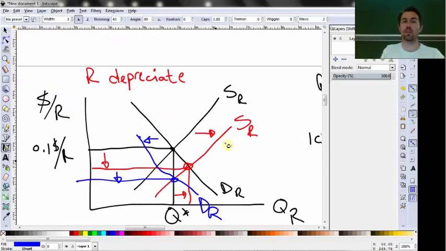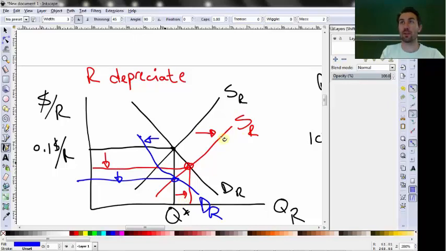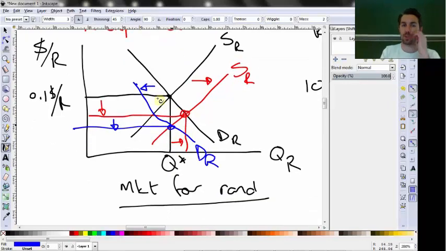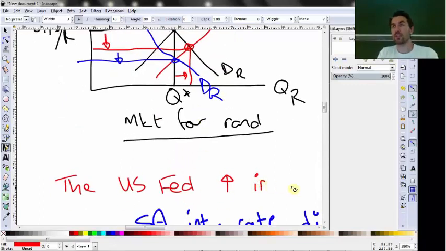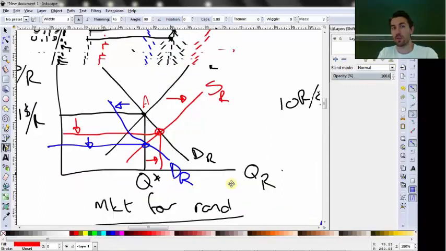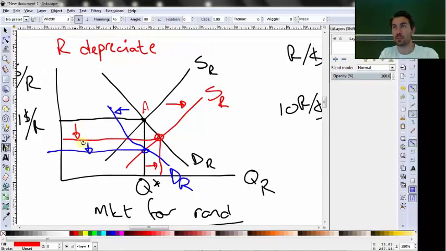So let's look at the black and the red. Okay? So don't worry about the blue for now. Here's where we were initially. This was our initial point of equilibrium, point A. Okay? The US Fed raises interest rates. The rand depreciates. What do we have? A movement along a demand curve. From point A to point B, we're going down our demand curve.